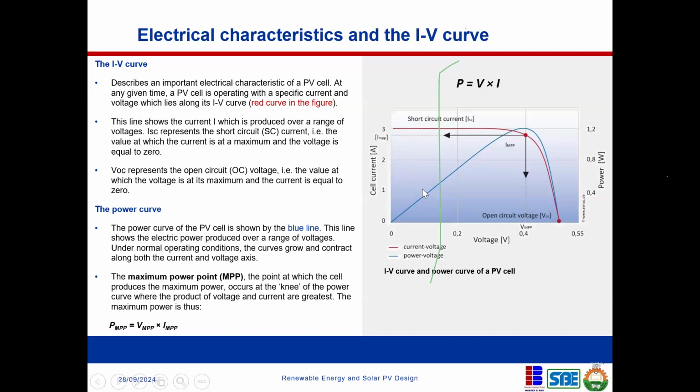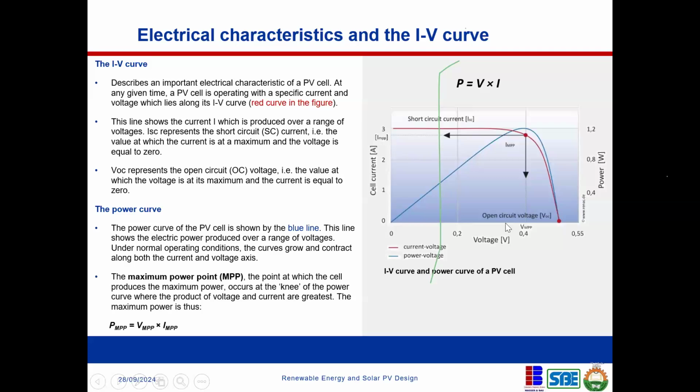Now, let me see how I can explain that. If you look at this graph, the vertical line here is the current, and the horizontal line here is the voltage. Again, this vertical line is the current, this horizontal line is the voltage. This red curve is the IV curve, okay? Now, let's follow this analogy. Just follow this illustration, please.